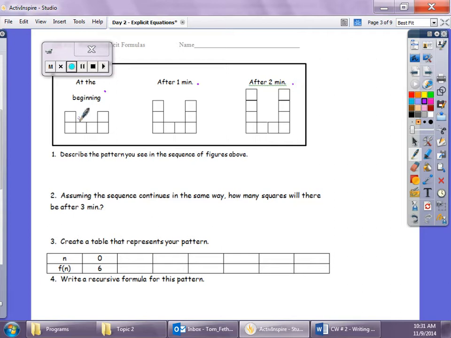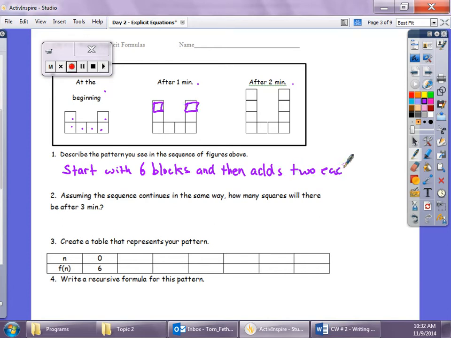Well, if you notice, it starts with 6, so it starts with 6 blocks. And then it adds 2 each minute. So it starts with 6 blocks and it's adding 2 each minute. So it's adding 2 and then adding 2 more, and so on and so forth.